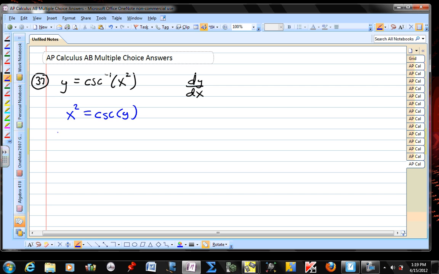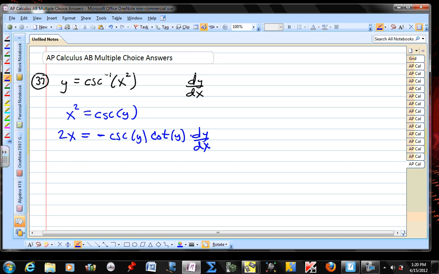The derivative of x squared is 2x. The derivative of cosecant of something, well, that's going to be the opposite of cosecant cotangent. And the chain rule says times the derivative of y, which is dy dx. Okay? Well, to get dy dx by itself, we're going to have to eliminate the cosecant of y and the cotangent of y from the right side.